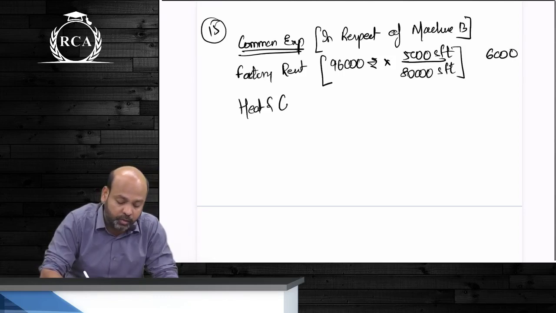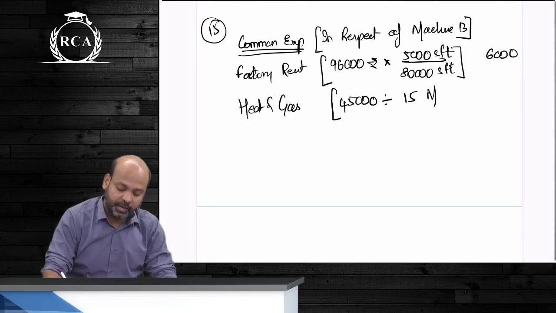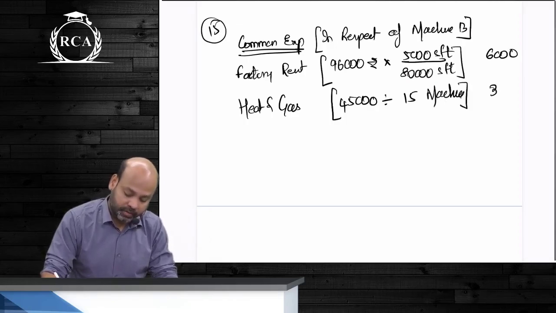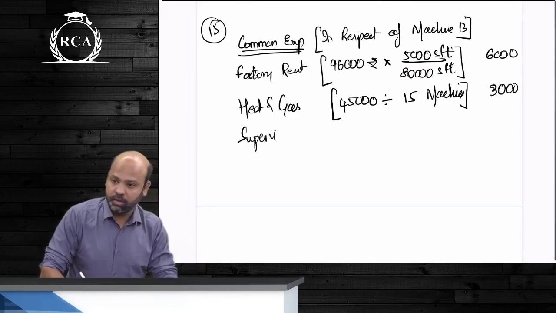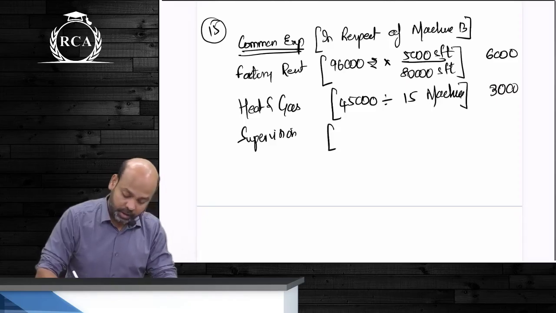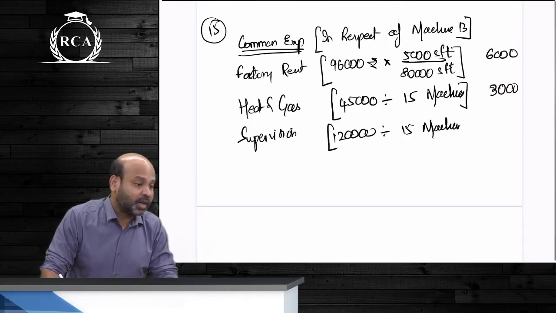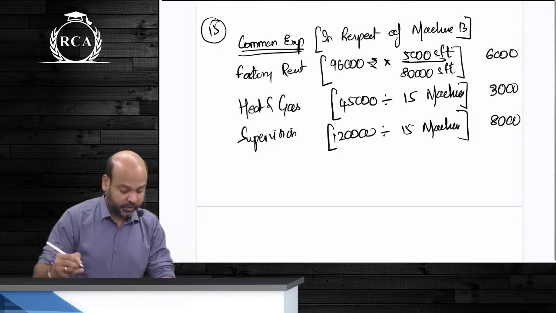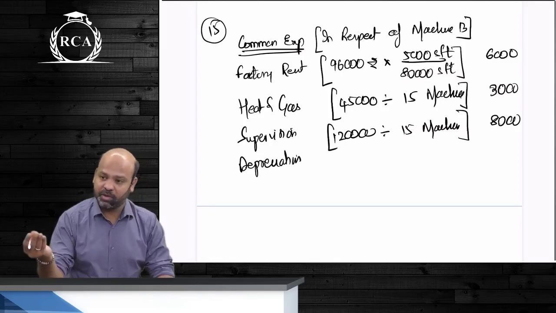next beta, heat and gas. हाँ बोल. 45,000 beta divided by 15 machines, and that beta will become 3,000. Next, super. How much is the total amount beta? 1,20,000 divided by 15 machines. This amount beta will become 8,000. Next, common expenses beta. Depreciation. Guys, operator wages and power cost नको लो बोला ना बेटा मैं.